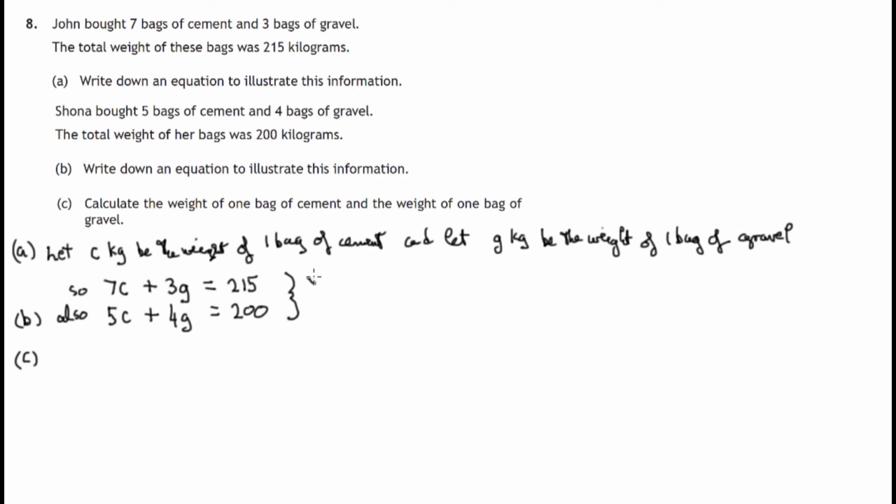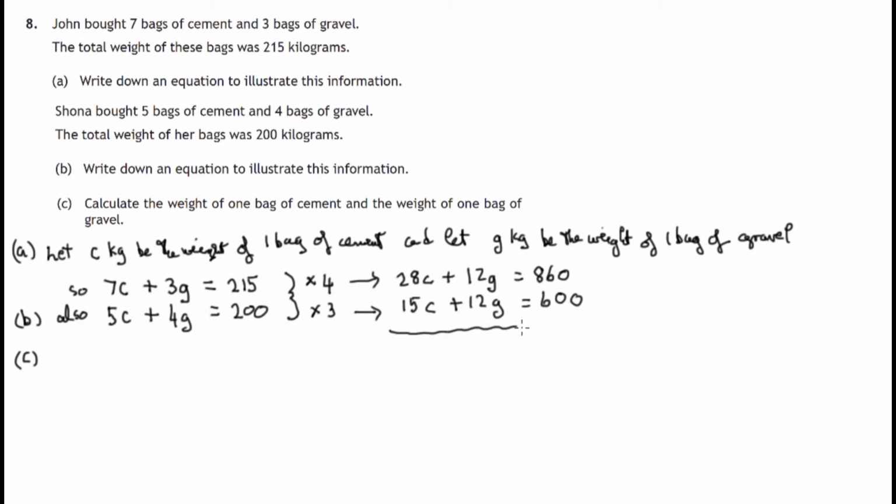Let's do the 12. So let's multiply the first equation by 4 and the second equation by 3. So everything gets multiplied by 4, both sides. 4 lots of 7C, 28C. 4 lots of 3G, 12G. 4 lots of 215. Now 4 lots of 15 would be 60, and 4 twos are 8. So 860 for that. Let's move on. Multiplying everything here by 3. 3 lots of 5C is 15C. 3 lots of 4G is 12G. And 3 lots of 200, 600.